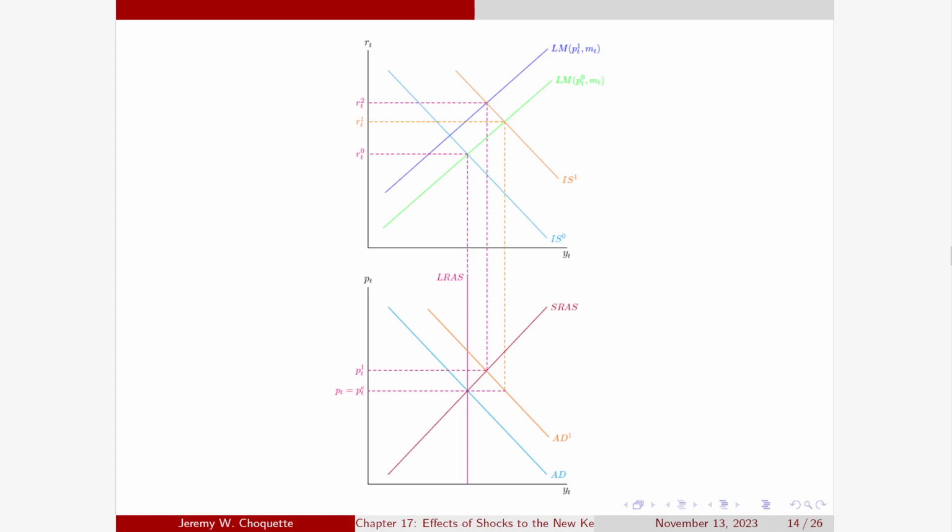This is what the short run response to an IS shock looks like.